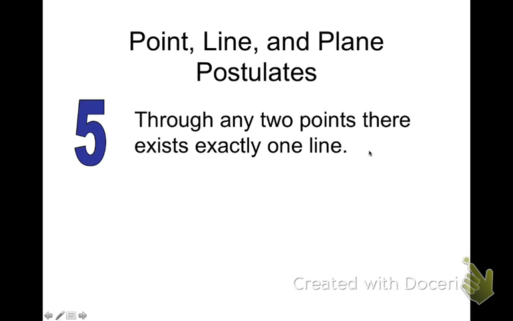So the first one says, through any 2 points. There are my 2 points. Put that in the drawing box. Why didn't we, Dominic, do one quiet, before? Through any 2 points, there exists exactly one line. Is that true?